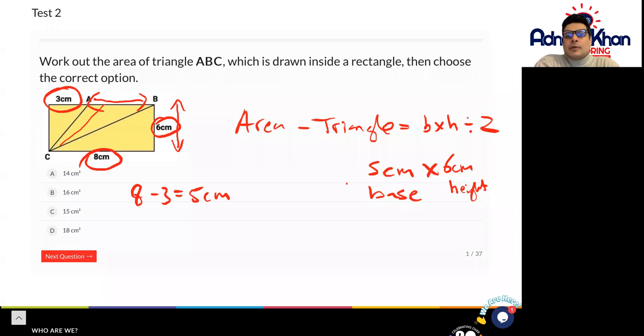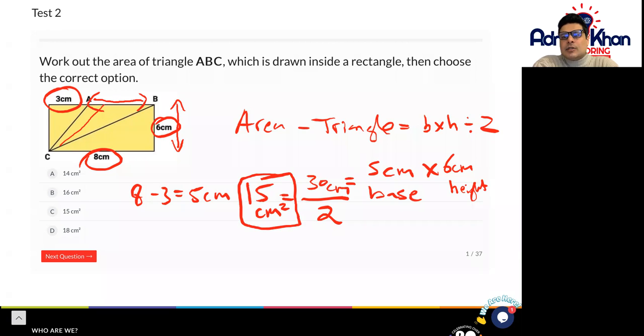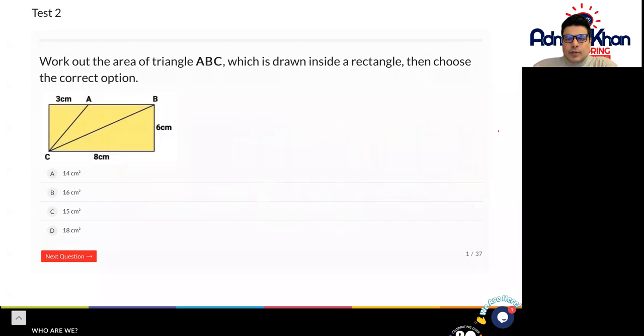So let's just do it this way around. So 30 centimeters. And remember that we have to divide 30 centimeters by 2. Let's divide it by 2. And that gives us an overall answer of 15 centimeters squared. Remember, when you're working out area, the answer always has to be in a square. So in this case, our answer is going to be 15 centimeters squared. Let's just pick this question.